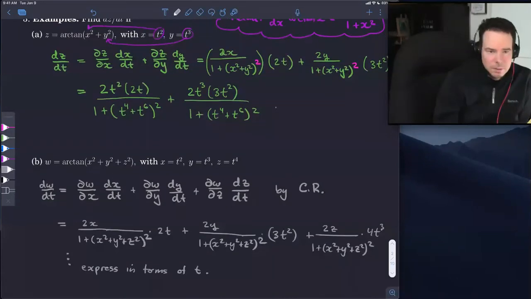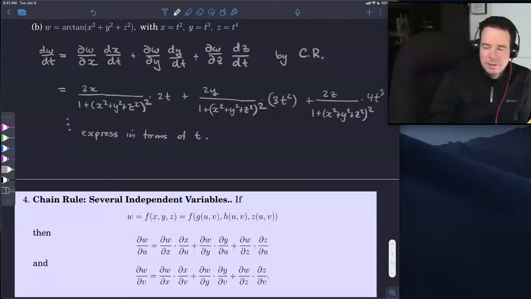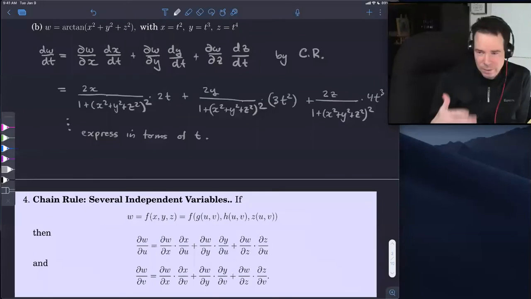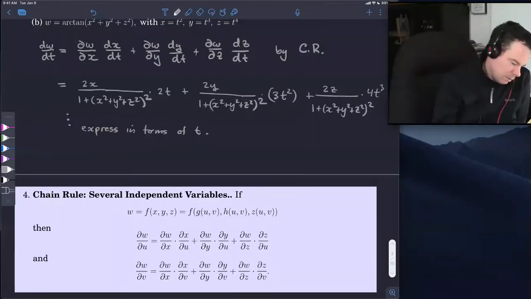So let's go ahead and see how our chain rule extends for more variables. So not more variables in the sense of we've got our function of, in this case, arctan of x, y, and z, more variables in the sense that all of these variables were functions of just one variable, t. What happens if x, y, and z are functions of other variables, u and v, for example? How do we get derivatives in that case? So that's this next step.